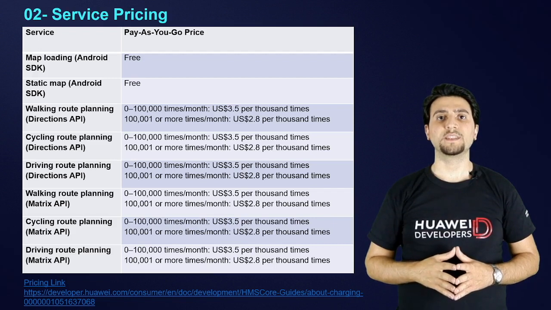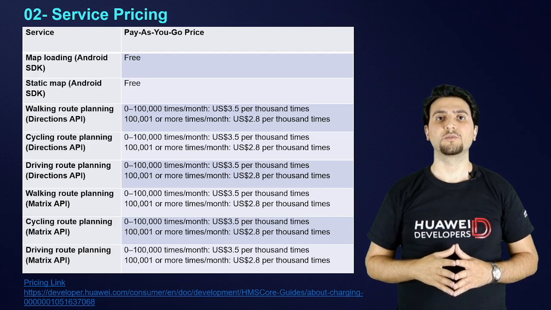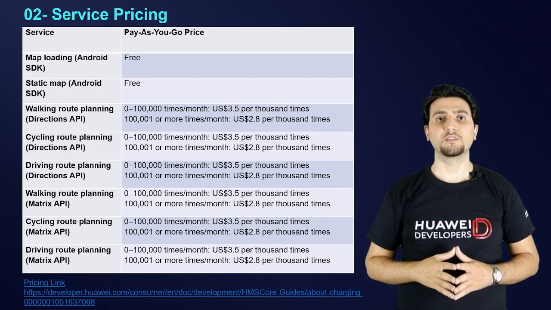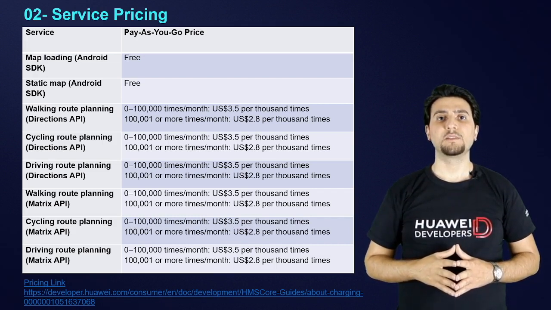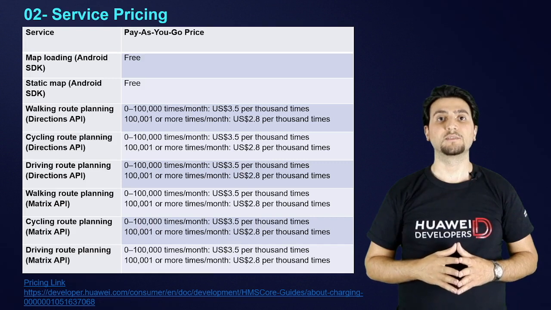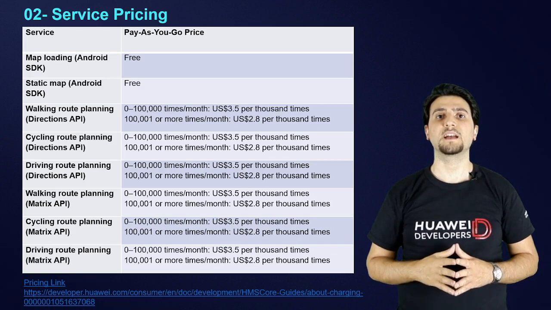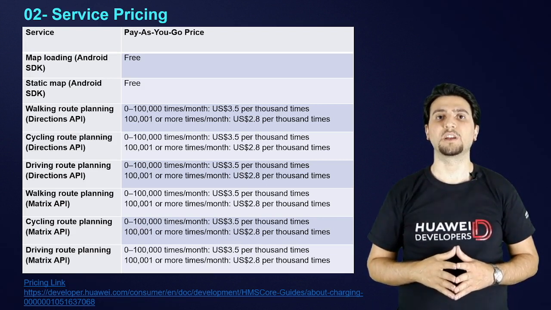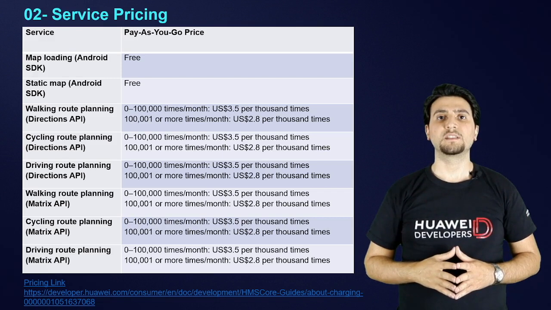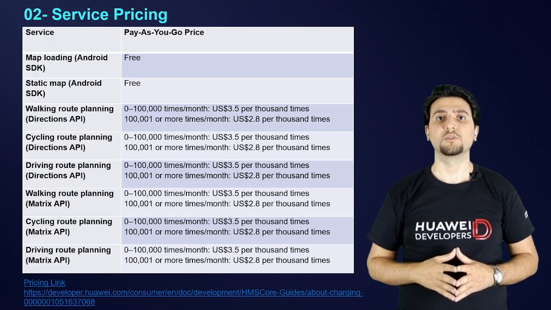When we look at the table, we can see the details of charge. Map loading and static map services are available free of charge in all cases, so you can utilize the most used services on Android side without paying. The Direction API, which includes walking route planning, cycling route planning, driving route planning, and Metrics API, which includes walking route planning, cycling route planning, driving route planning, have the same charges. The first 100,000 queries are charged at $3.5 per 1,000 times. After the 100,000 queries, the price goes down to $2.8 per 1,000 times.